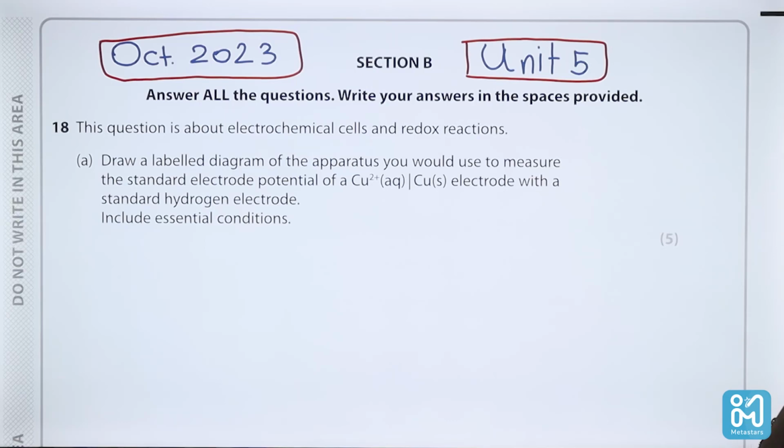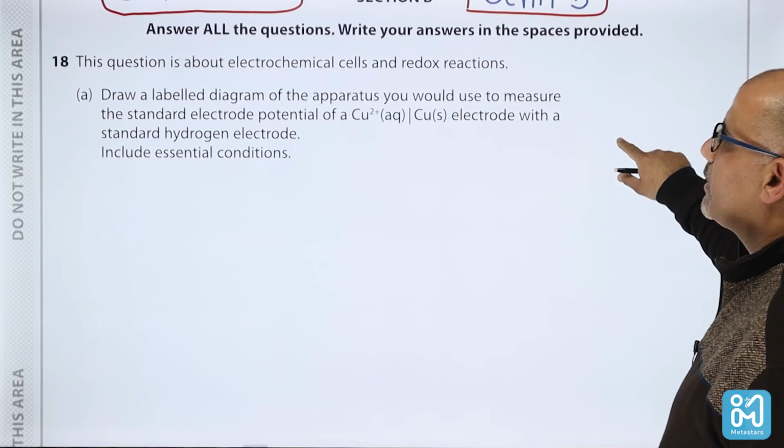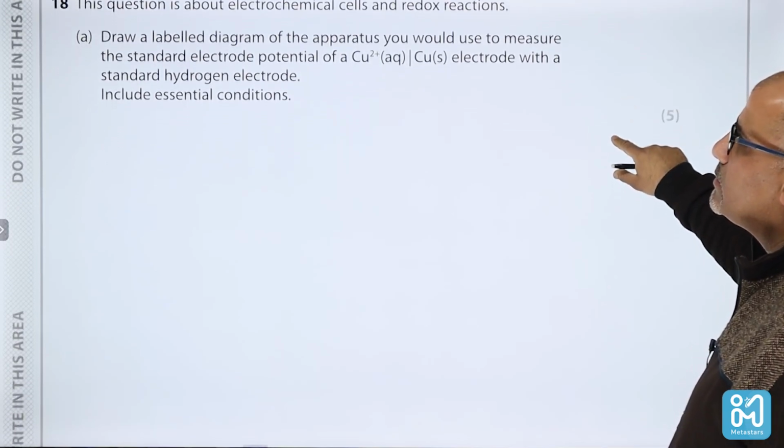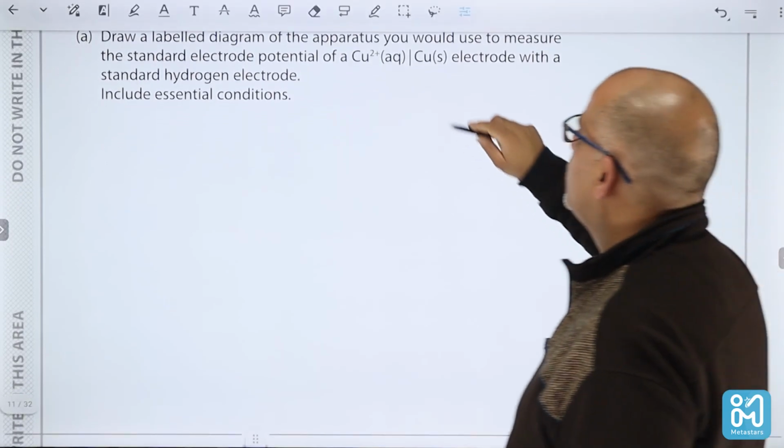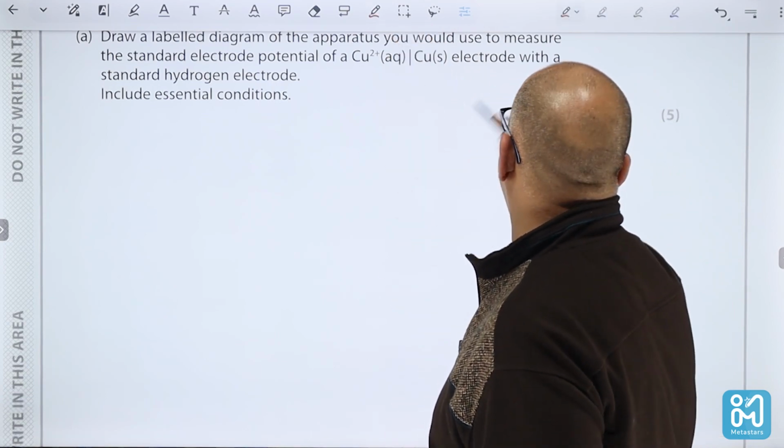It is asking you to draw a labelled diagram of the apparatus you would use to measure the standard electrode potential of the Cu2+ to Cu electrode with a standard hydrogen electrode, including essential conditions. Okay. To draw it, you shall focus on the following things.